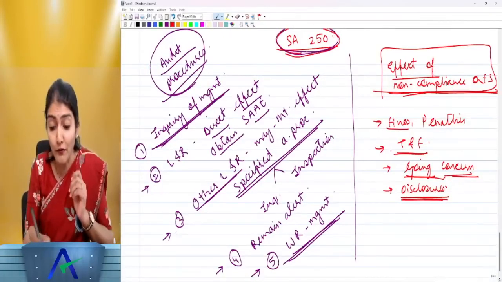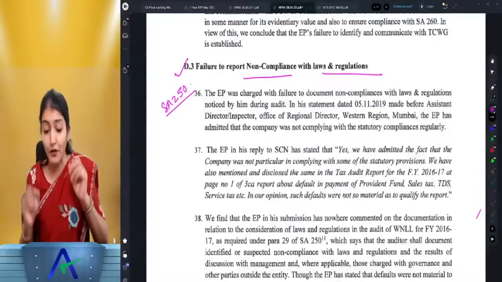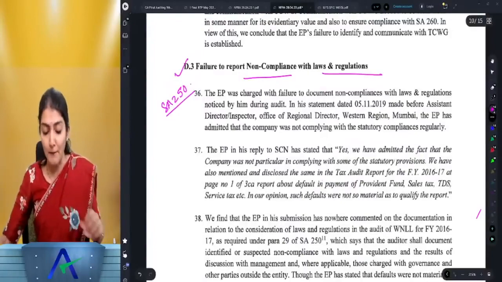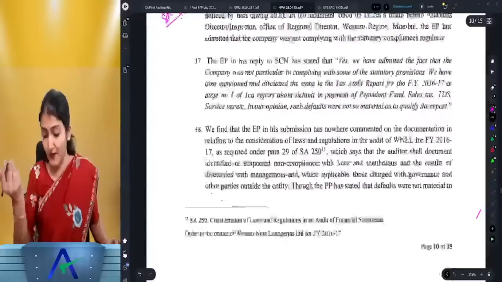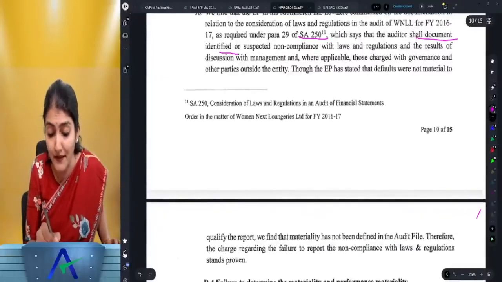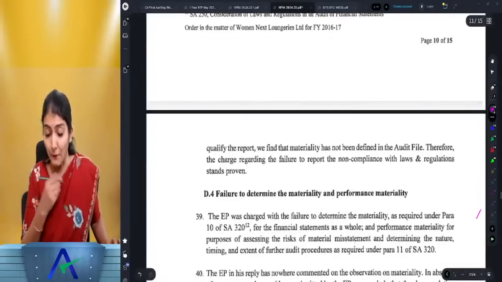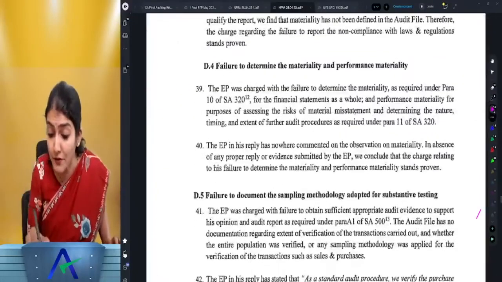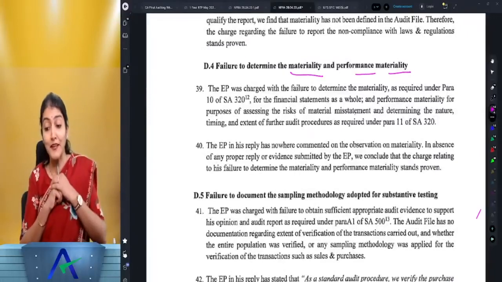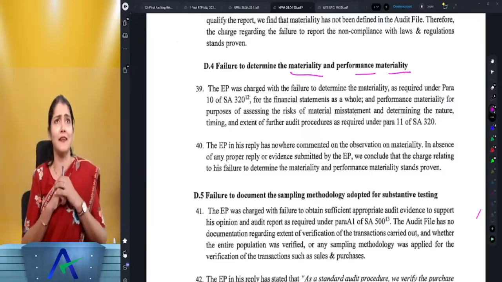Right? So SA 250, consideration of laws and regulations in an audit of financial statements. The auditor's failure to report non-compliance with the laws and regulations means he did not perform the procedures of SA 250. The auditor shall document the identified or suspected non-compliance and discuss with TCWG. Next one, failure to determine materiality and performance materiality. Do you know how to determine materiality? Don't tell me you don't know how to determine materiality.